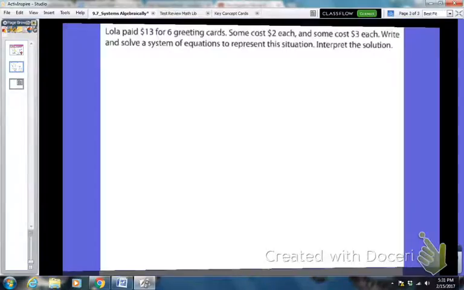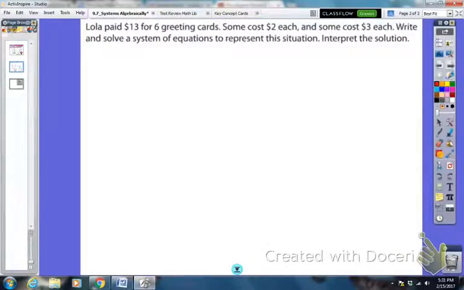And we'll do one more type of word problem. Lola paid $13 for 6 greeting cards. Some of those cards cost $2 a piece and some cost $3 each. So I'm going to use X and Y again. I know that I had a total of 6 greeting cards. So that's X plus Y equals 6.